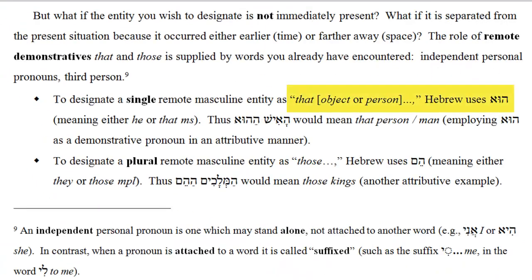So we see that to say that person or that man, we would say ha'ish hahu. That is a simple adjective description, not a complete sentence. Ha'ish hahu, that person or that man. If it's not an individual but a group, those, Hebrew would use the plural masculine pronoun heim. Can mean either they or those. So, Hamelachim hahem would mean those kings. Hamelachim hahem.